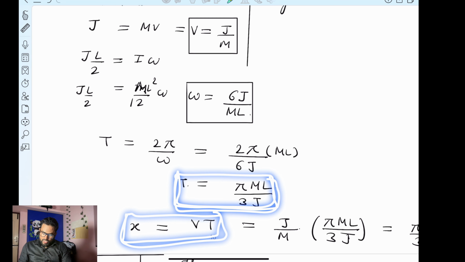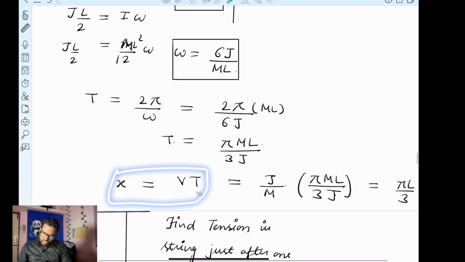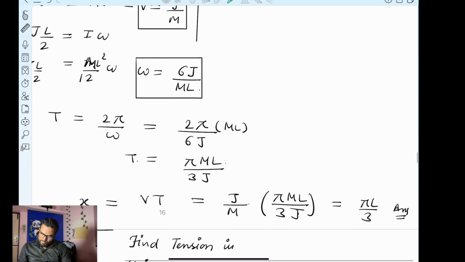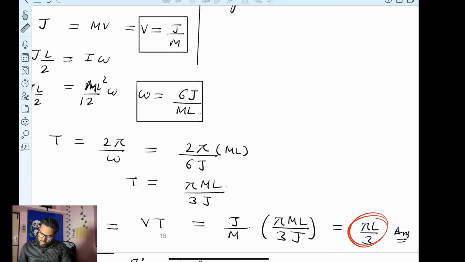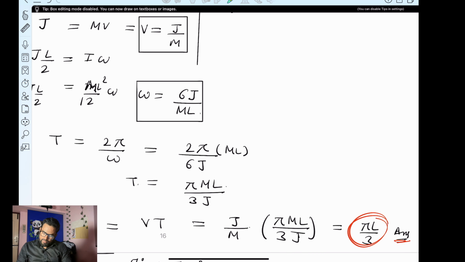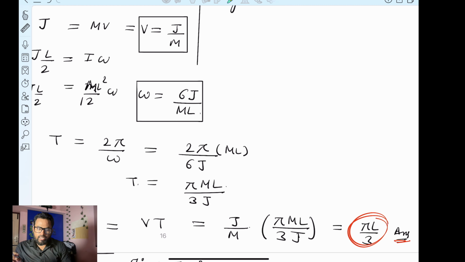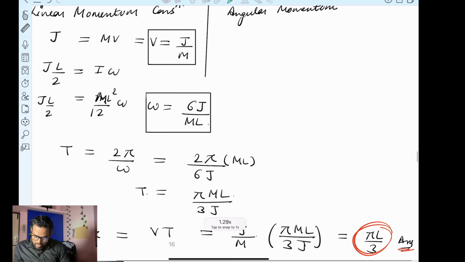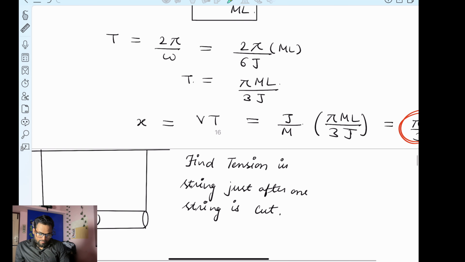Now how much distance would the center move in that? So the center is simply moving with v and time is T, so distance would be velocity into time. So I have written here, velocity into time. After that we will get pi l by 3, and that is our final answer. Got it? All parts clear? Simple question. Okay, moving forward to the next question.